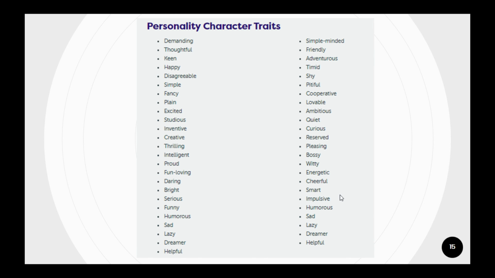And then personality character traits. Again, here's a list. You can pause and look over and notice maybe there's some character traits that you would use to describe yourself, a friend, a family member. And again, there's a lot more to this. This is just a simple list for us to kind of get a gist and idea of personality character traits.